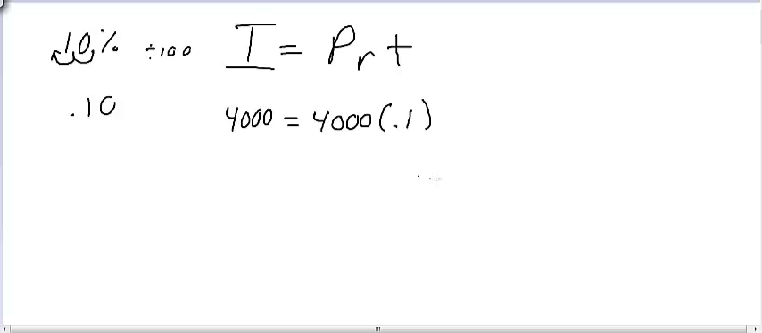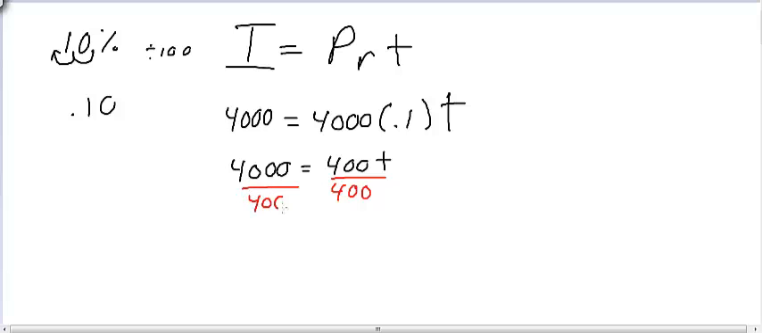So what we're trying to figure out is, and here's our time, what value for t, what value for time allows us to make $4,000 in interest. Simplifying my right side, I'll make this 400 times t, and to solve for t, I'll divide each side by 400. I can reduce, now I'm left with 40 over 4, which I will reduce to 10.